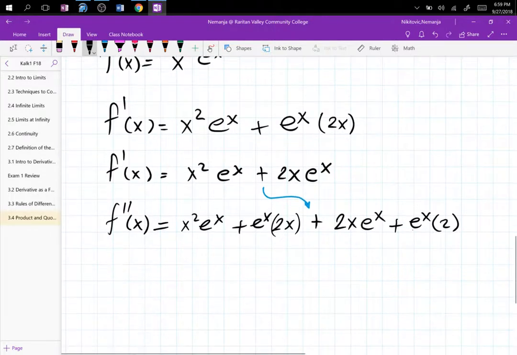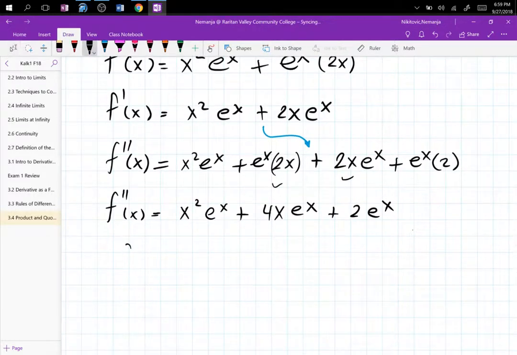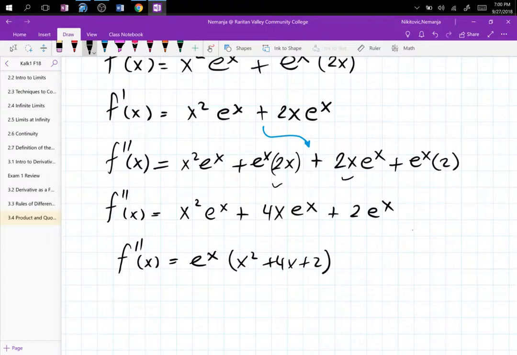So now you see that we have 4 terms, and let's just clear it up. So we have x squared e to the x plus, now you see there's a 2x and a 2x, that's a 4x e to the x, and finally plus 2 e to the x. And it is at this point that you see you can kick e to the x out. And you're left with a polynomial x squared plus 4x plus 2. And that's the answer.